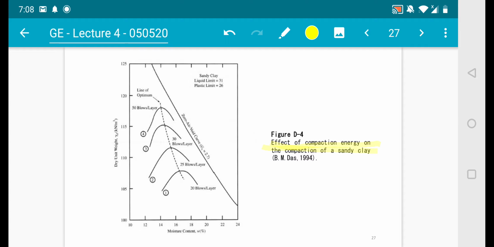So, we have four data sets here. This is when you use 20 blows per layer. This is 25 per layer, 30 blows per layer, and 50 blows per layer. You see the difference there? And you have a variety of optimum values.